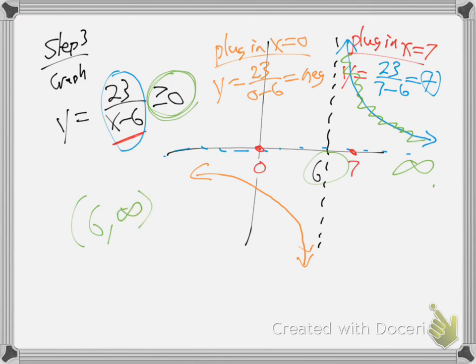No bracket on the 6, because 6 is a vertical asymptote. You can't touch it. Normally the bar would mean we want a bracket, but you can never touch a vertical asymptote, so we have to put a parenthesis on the 6. We good? Because I got a harder one. Good there?